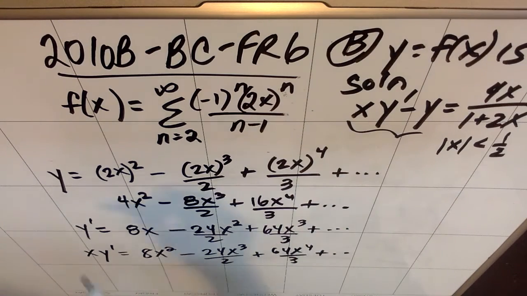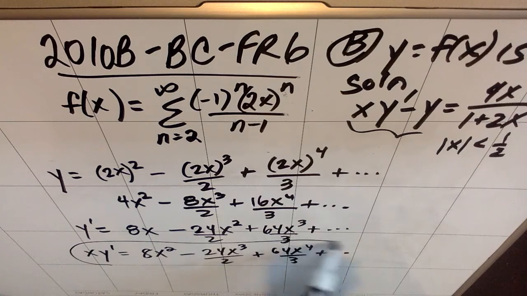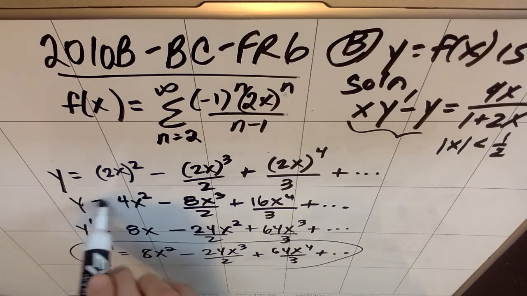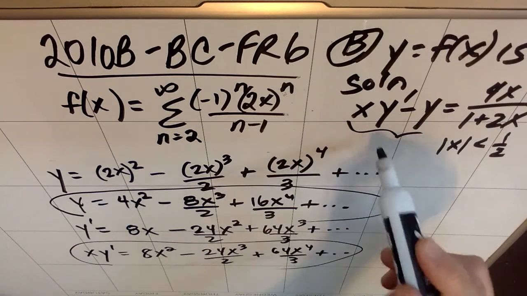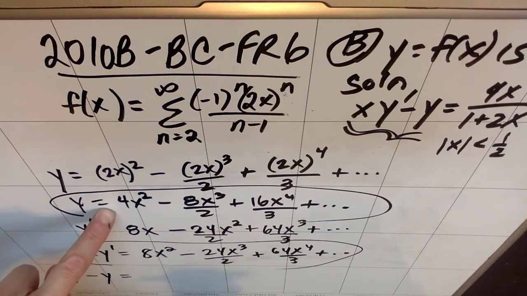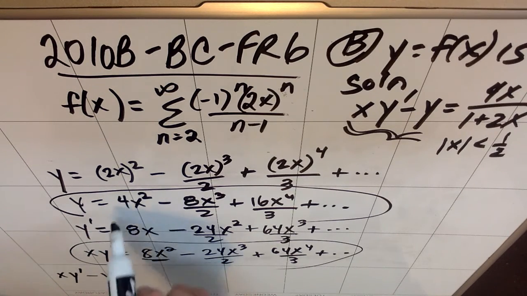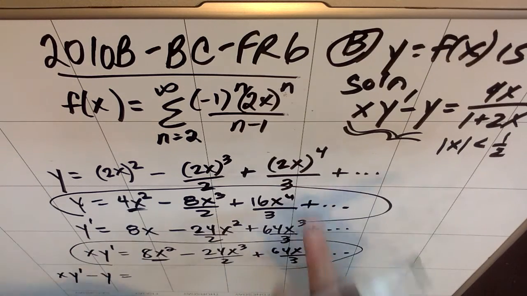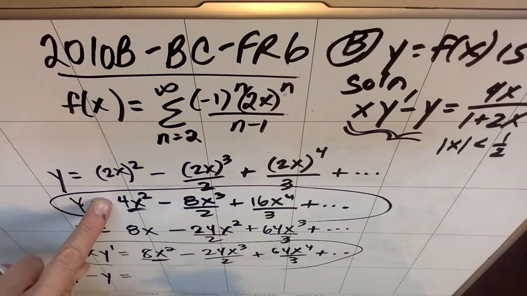So let's look at what happens if I do this thing minus this thing. Let's see what pattern we get when we try to simplify this whole thing. If I do x times y prime minus y, what I get is 8x squared minus 4x squared. I'm doing this thing minus this thing, and notice how they conveniently have the same degrees. They line up. So 8x squared minus 4x squared, and if you need to do it term by term, that's an 8x squared minus a 4x squared.